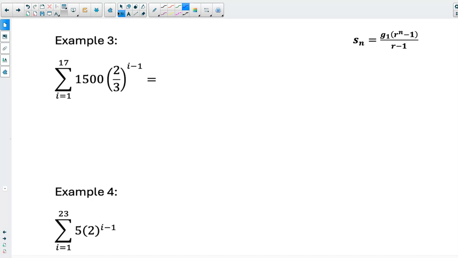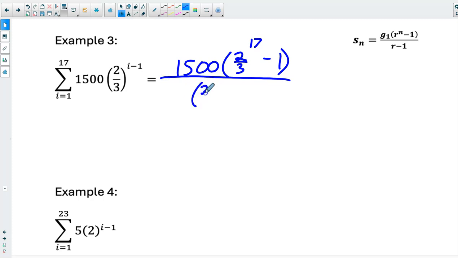Okay. Alright. So looking at this, we got how many terms again? Just want to make sure I'm on the right spot. 17. Okay. So let's start filling this out. What's my first term? 1,500. So I'm going to start writing this out. So I got 1,500. And then I got 2/3, which I'm going to change how I write it in a minute here. So I'm going to put 17 up there. Then minus 1, all divided by 2/3 minus 1.